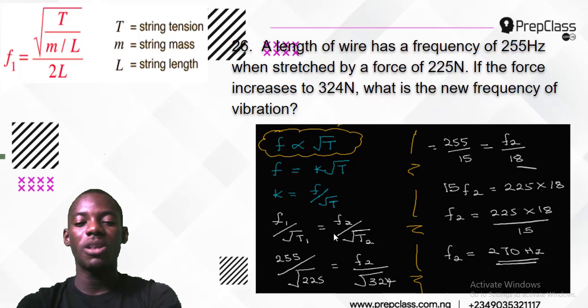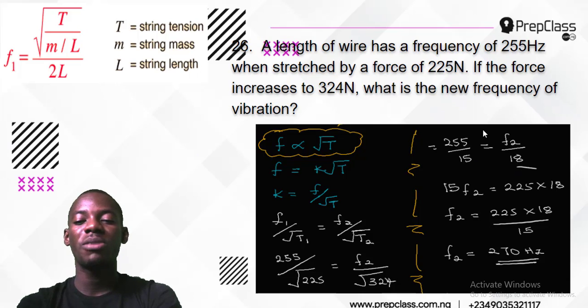Now I'm finding the second frequency, that's F2. Now I plug in the values. F1 is 250 divided by root 225 equals F2 divided by root 324. Now 225 remains the same. The square root of 225 is 15 equals F2 divided by the square root of 324, which is 18, and that is it.